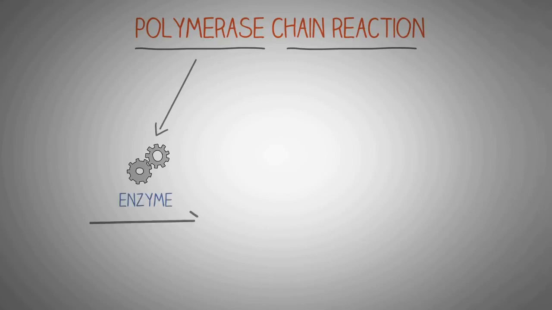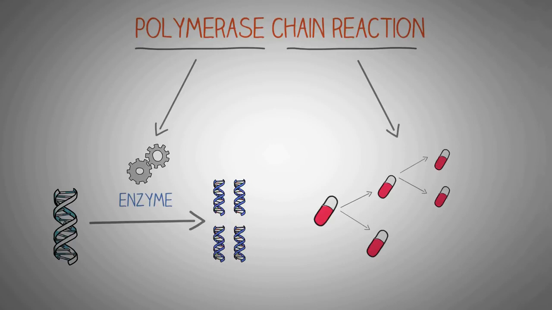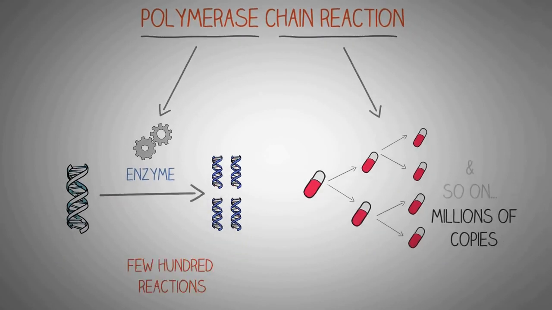Polymerase means an enzyme that makes polymers of any other molecule, which in this technique is the DNA. Chain reaction is a type of chemical reaction which progresses in an exponential way. Or in simple terms, if the first reaction produces 2 molecules, the second reaction will make 4 and the third will make 8 copies, and then 16, 32, 64, 128 copies and so on. So in a matter of just a few hundred reactions, we can produce billions of copies of a single fragment of DNA.